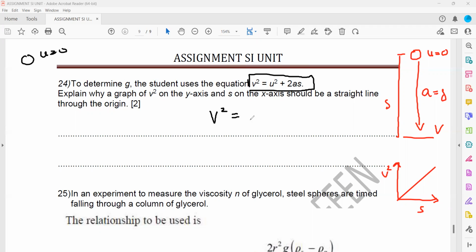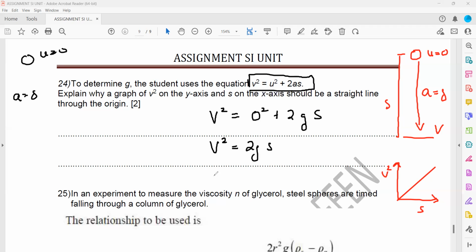So v squared is equal to 0 squared plus 2as, and the acceleration is due to gravity for the falling object, which is 9.81. So we can say g, and the distance it falls is equal to h. So this equation turned out to be v squared is equal to 2gs.